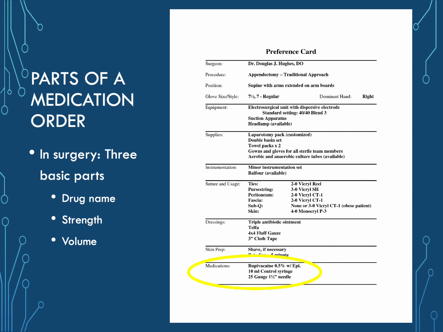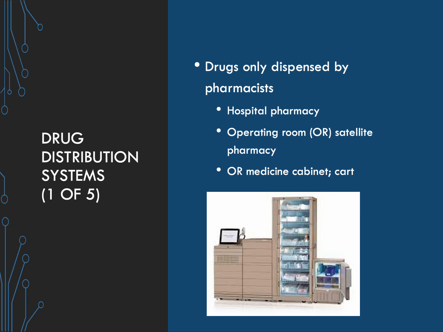I just want to draw your attention to this because you're going to see many abbreviations that represent drug forms, and there's a table in your textbook. It's table 1.5 that gives some of those abbreviations, so take a peek at that. And that's going to wrap up our discussion about medication orders. So next we're going to talk about drug distribution systems.